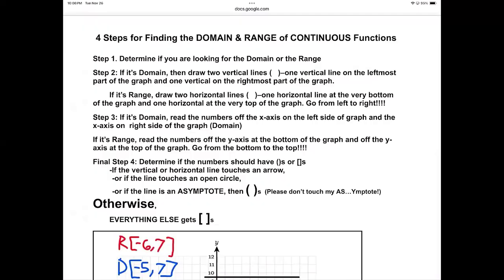Once you get those numbers, fourth step, you have to determine, are we going to be using parentheses or are we going to be using brackets? Parentheses only occurs if there are arrows, if there are open circles, or if there are asymptotes. If none of those three conditions exist, you're going to use brackets for everything else.